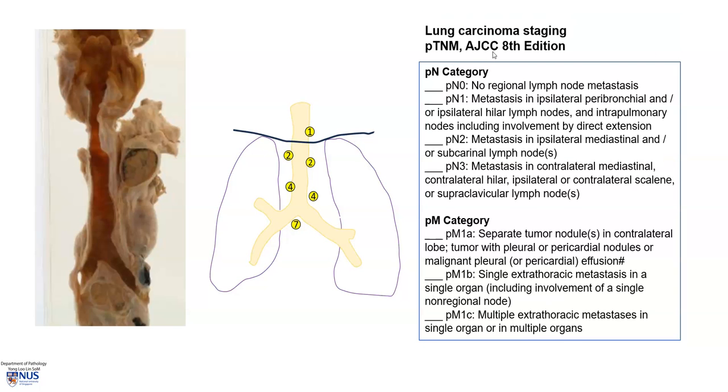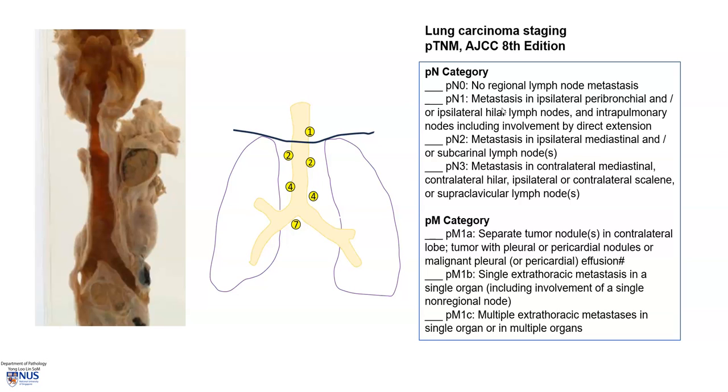So in the staging system, the AJCC staging system for lung cancer, of course, there is a pT category, which is for the tumor, and this goes by tumor size as well as whether it has invaded into adjacent structures such as the pleura and the chest wall.